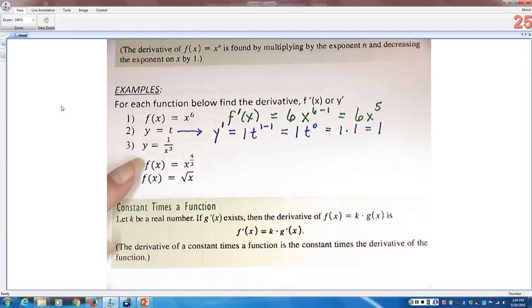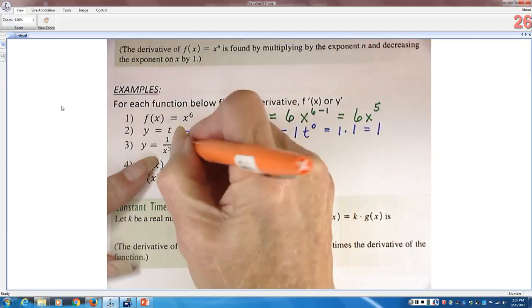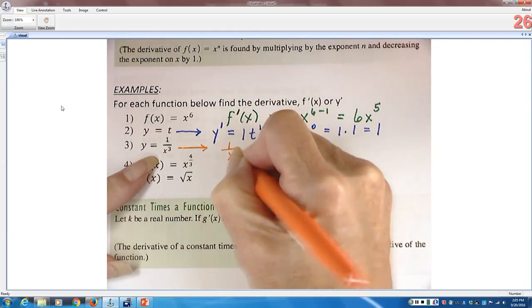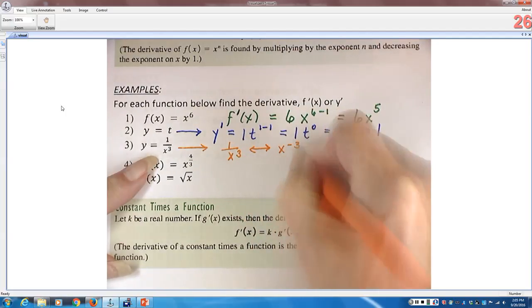And then we have y equals 1 over x to the 3rd. I've got a problem. My rule didn't say anything about 1 over x to the 3rd. I can only do that if it's just a power, and this is not just a power, there's a 1 on top of it. What am I going to do? Well, I have to recognize that 1 over x to the 3rd is exactly the same as x to the negative 3.